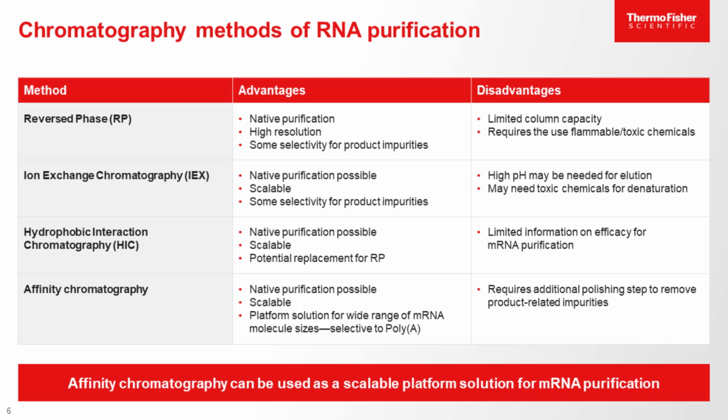The last chromatography method, affinity chromatography, can be used as a scalable platform solution for mRNA purification. Affinity chromatography is selective to the poly A tail. Native purification is possible and can serve as a platform solution for a wide range of mRNA sizes. However, disadvantages include an additional polish step to remove product-related impurities.